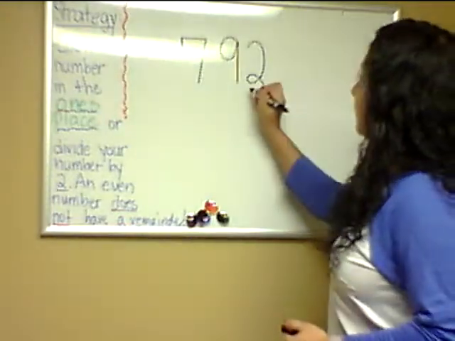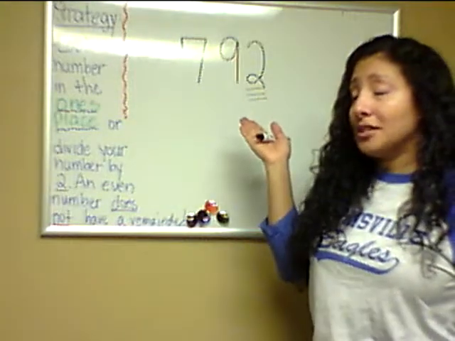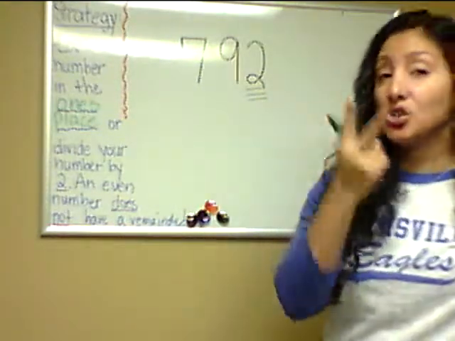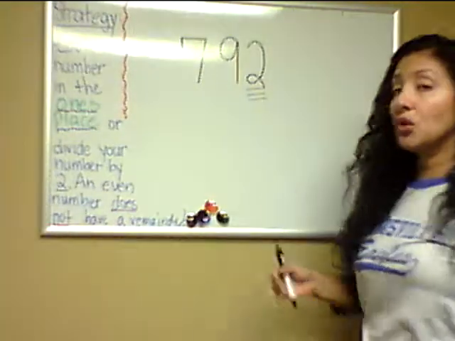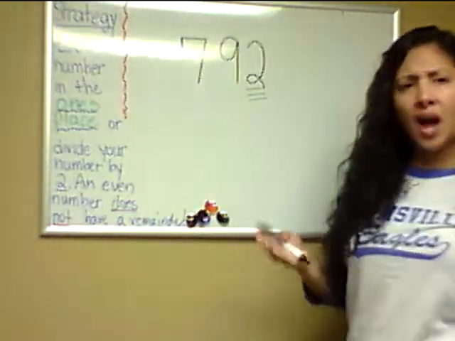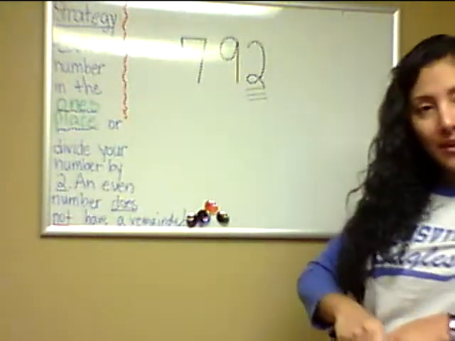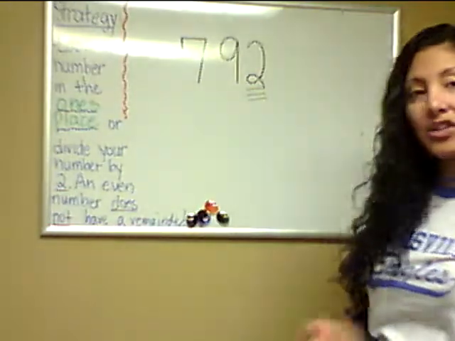I'm going to underline the ones place. What digit do you see in the ones place? It's a 2. So now you need to remember your knowledge of even and odd numbers. Well, is 2 an odd or an even number? List your even and odd numbers at the top of the page to help you.